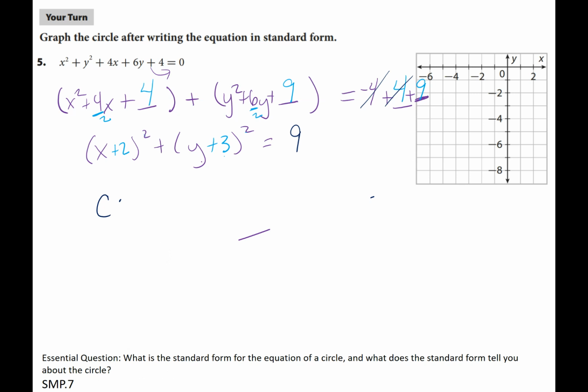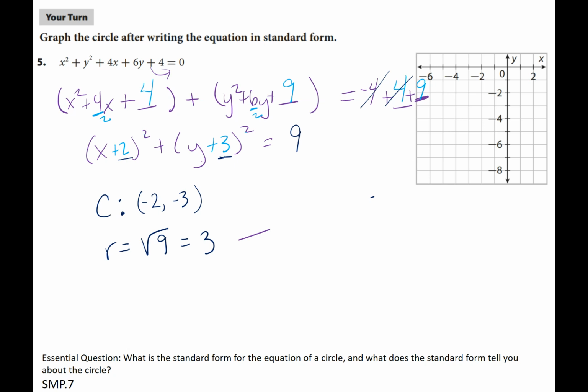So we're going to find the center and the radius. So the center, we're going to read our H and K out of here, and we're going to flip our signs coming out of parentheses. So we're going to have -2, -3. And then to get the radius, remember I take the square root of that number. So I take the square root of 9 and I end up with 3.